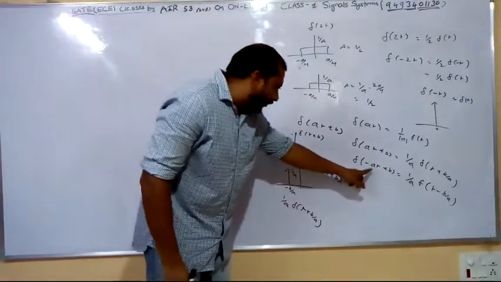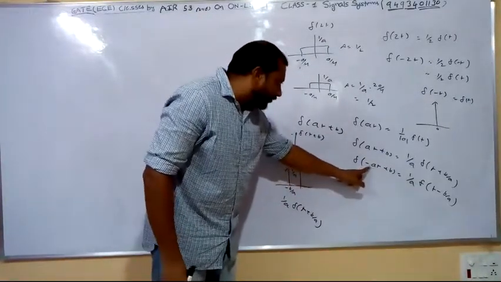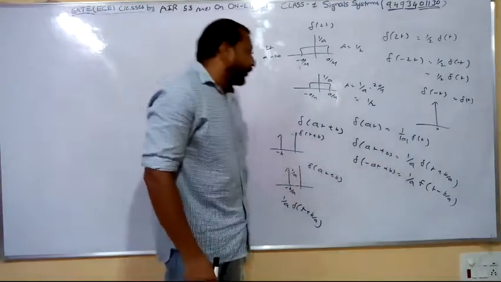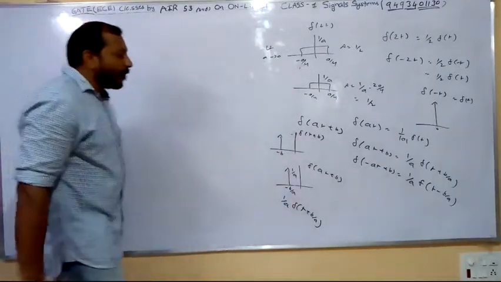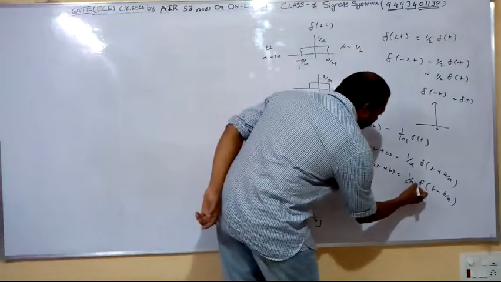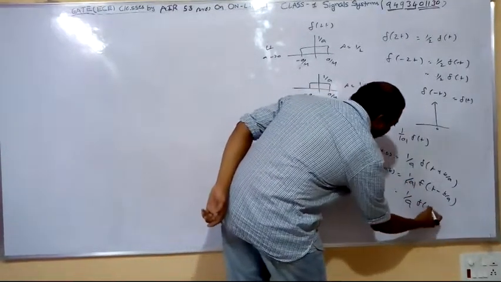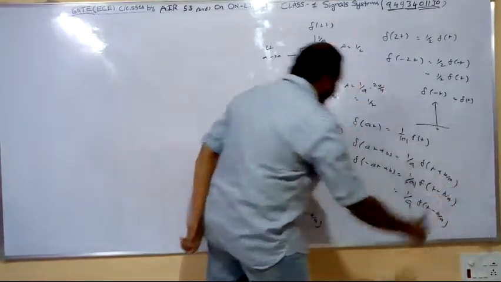If we take this minus a outside, minus a into t minus b by a, the corresponding impulse is equal to 1 by mod of minus a, which is equal to 1 by a into delta of t minus b by a. So 1 by a delta of t minus b by a.